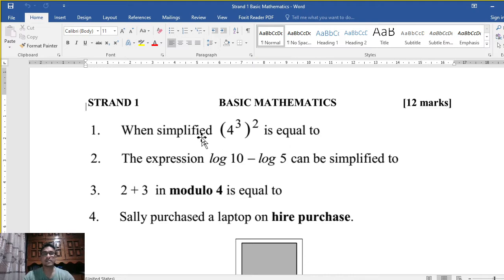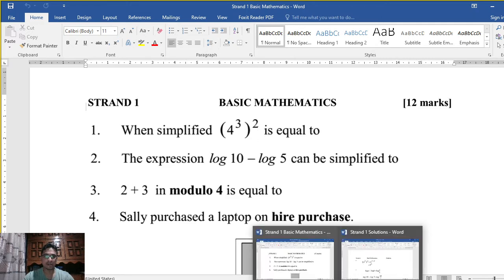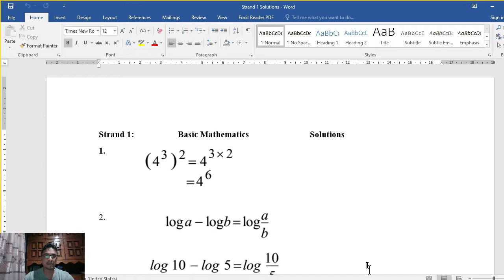Number 1, it says when simplified, 4 cubed to the power of 2 is equal to. So you can see it has got double power, 4 to the power of 3, then to the power of 2. What are you going to do when you have questions like this? Class? Yes, what you can do, you have to multiply the two powers. 3 times 2 is 6. So 4 to the power of 6 is the answer.